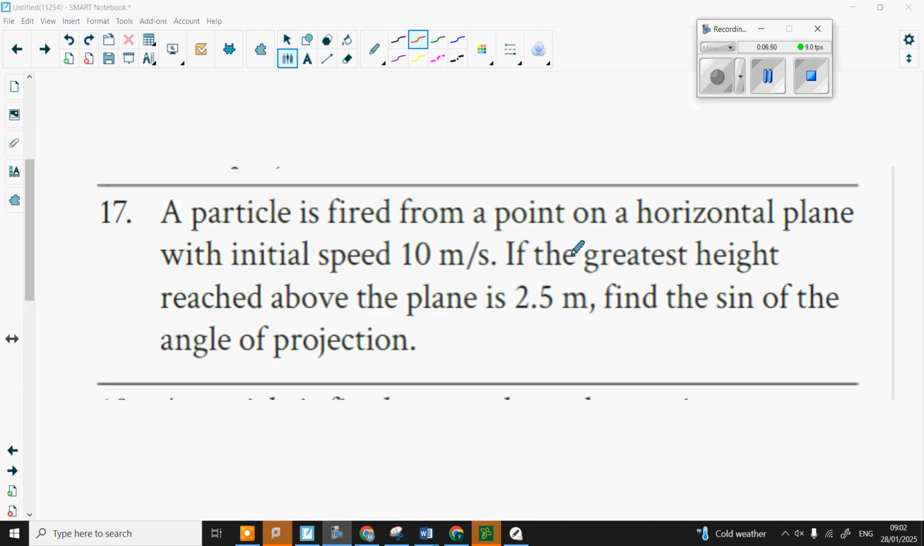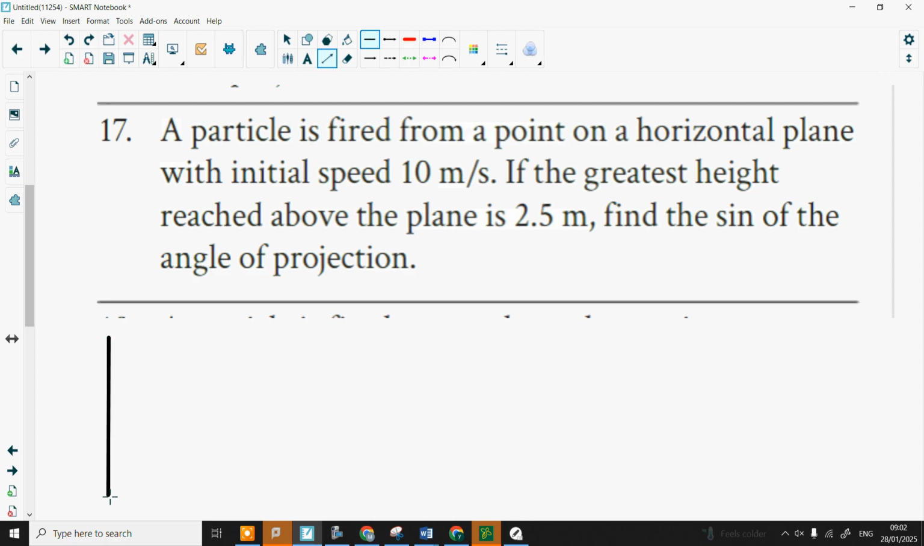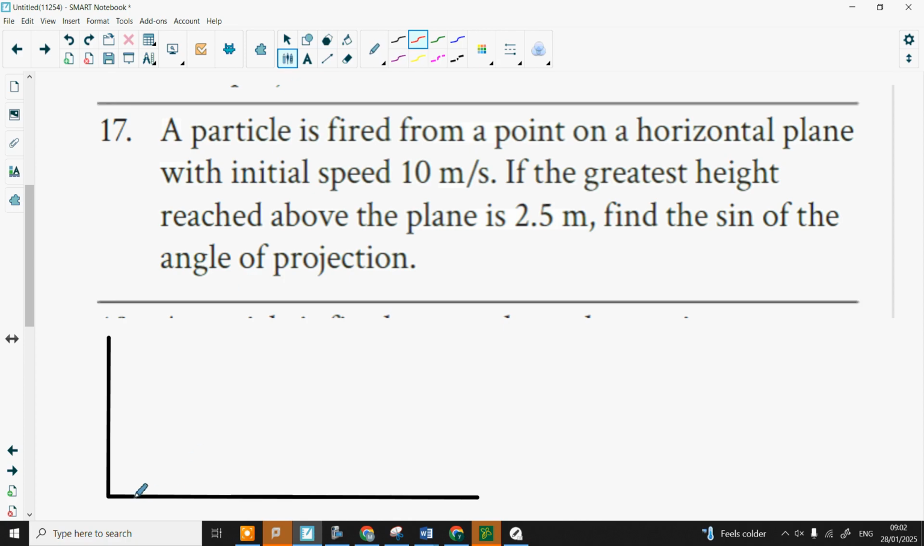A particle is fired from a point on a horizontal plane with initial speed 10 meters per second. Its greatest height reachable to the plane is 2.5 meters. Find the sine of the angle of projection. Okay, so once again, what we're thinking is we're firing it up, okay? And back down again. And that there is our greatest height. You go with that? Okay.